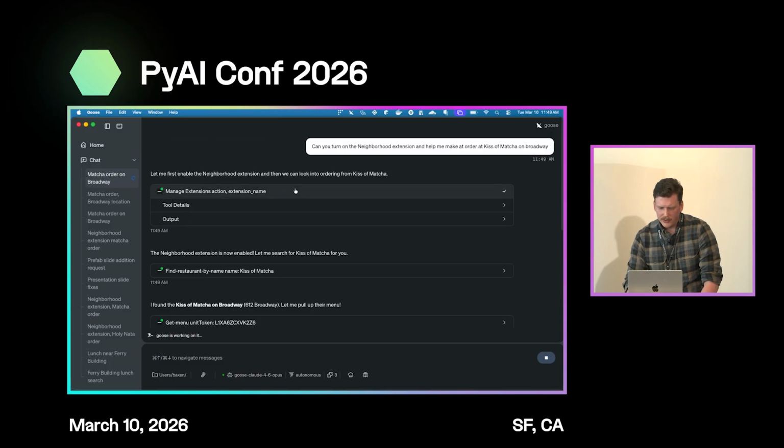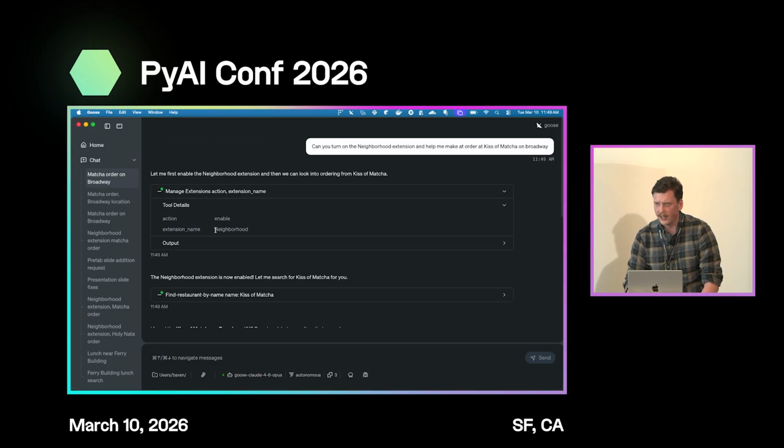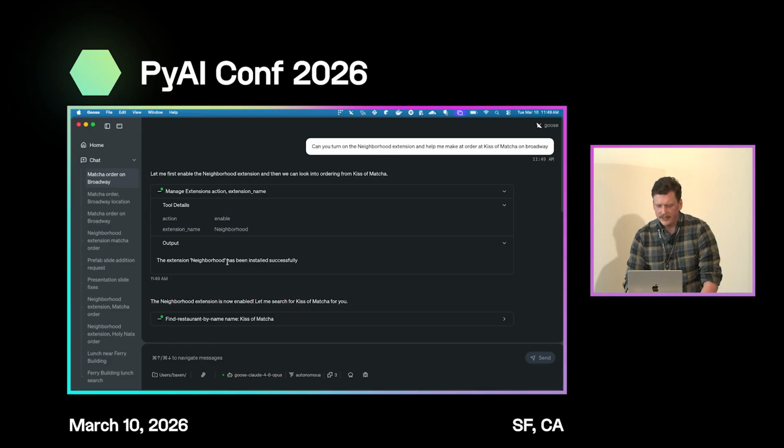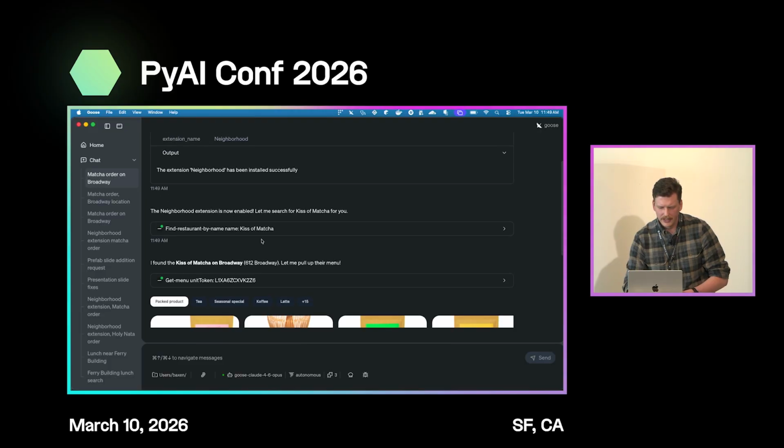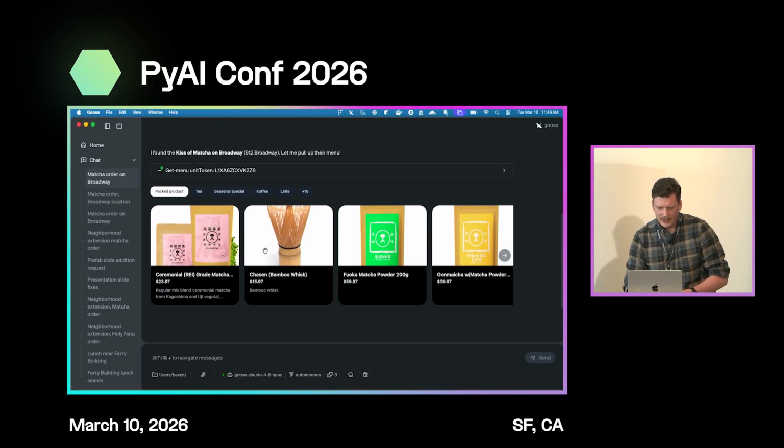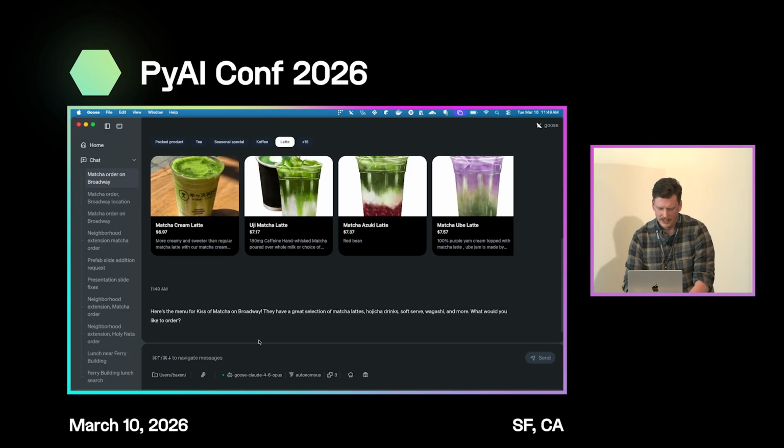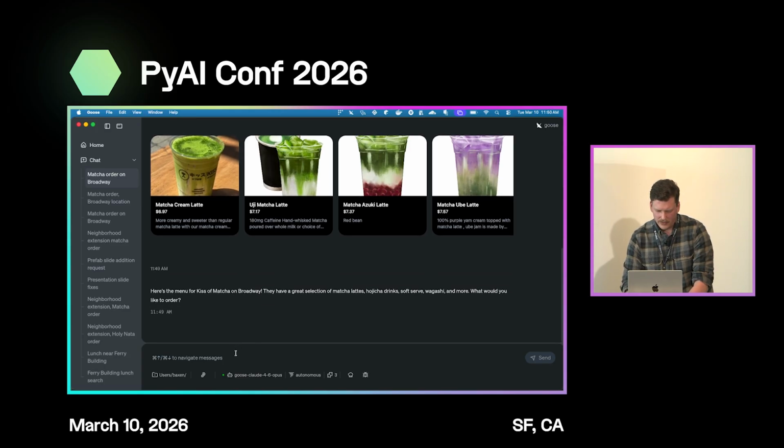The first thing that Goose does is it decides, let's turn on the neighborhood extension, and that is what loads the tools into the context, like I mentioned. And this is working with MCP, so you can do that with anything. And then it's going to start tool calling. So it's going to find this matcha place, and now I get a rich UI rendered in the window, and I can navigate and say, okay, I want a latte. It's telling me what I like to order, and I'm going to say, let's get an uji matcha with the default options.